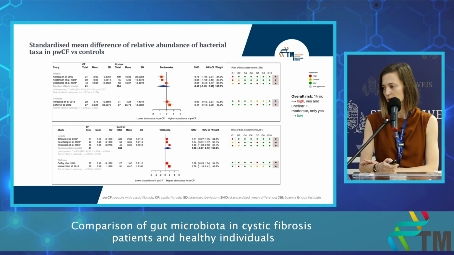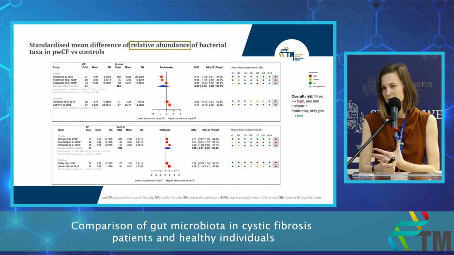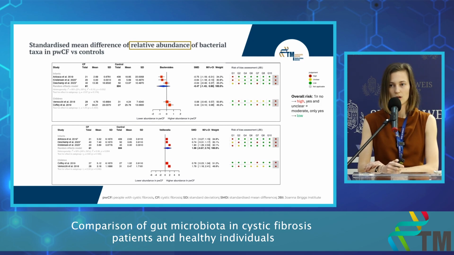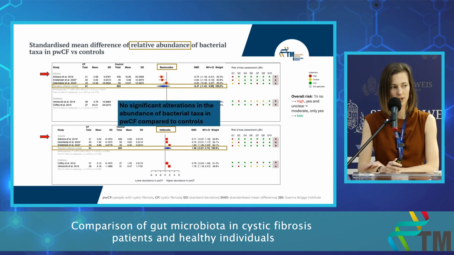So the other outcome that we could quantitatively analyze was the relative abundance of certain bacterial taxa. Relative abundance is a percentage measure. It takes into consideration the percentage that a given bacterial taxon takes up from the whole bacterial community. The two taxa that we could analyze were Bacteroides and Veillonella, both in the infant subgroup. And looking at the diamonds as they crossed the line of no effect, we can say that there was no significant alterations in the abundance of bacterial taxa in people with CF.